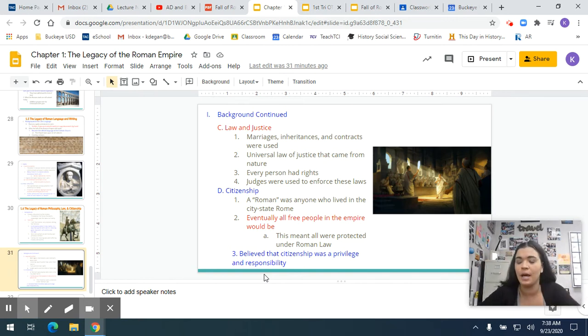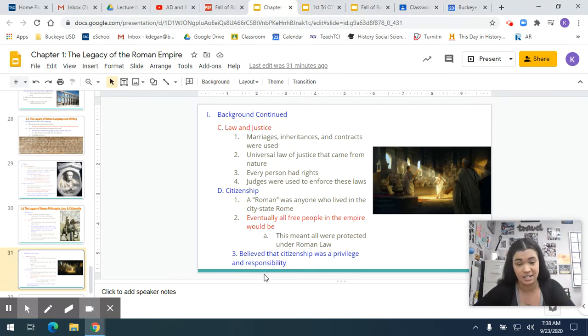Anyway, citizenship, that was really important during this time. To be a Roman citizen was an honor. A Roman was anyone who lived in the city-state of Rome, and it eventually would mean all free people in the empire. This meant that they were all protected under Roman law and had to follow Roman law. They believed that citizenship was a privilege and a responsibility, which I 100% agree with.